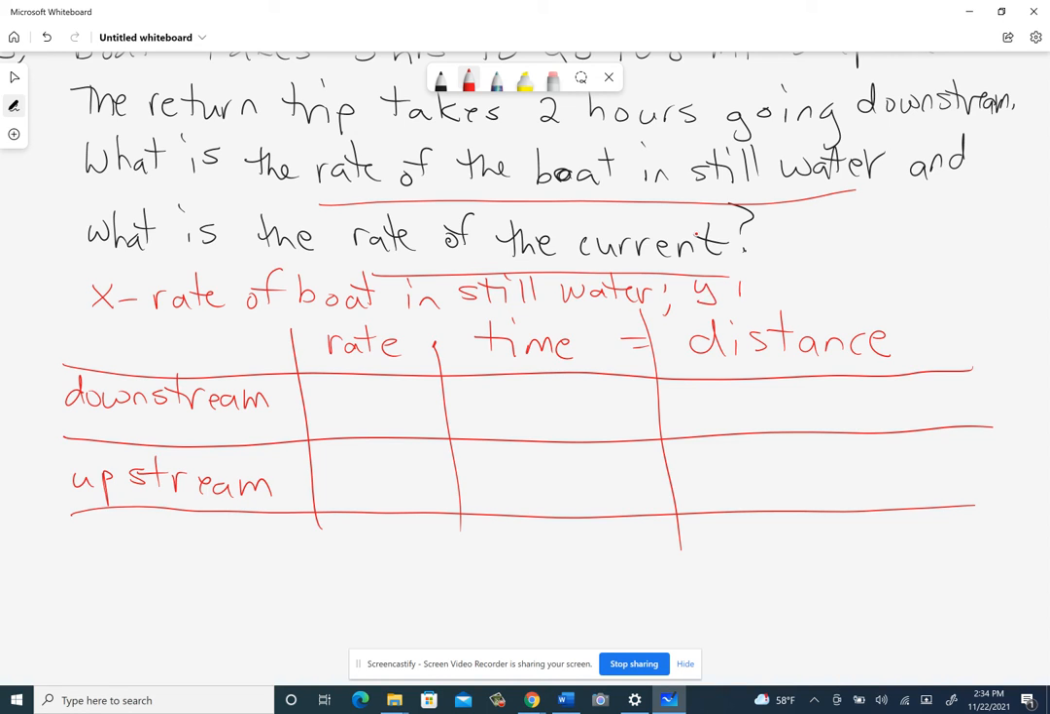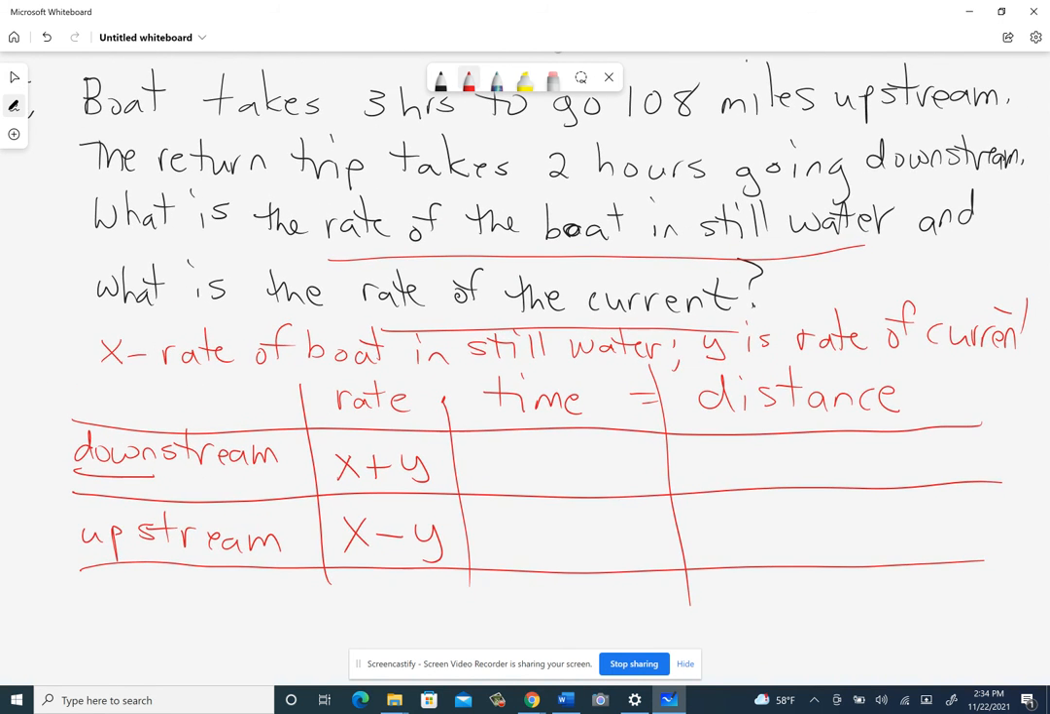And then Y is the rate of the current. All right. Then if you're going downstream, that means the current is helping you so that you go faster. So it's X plus Y. If you're going upstream, that means you're going against the current. That means the current is working against you. So it'd be X minus Y.